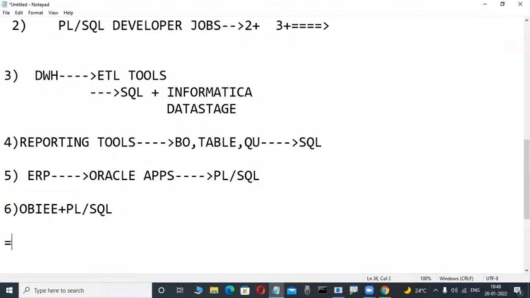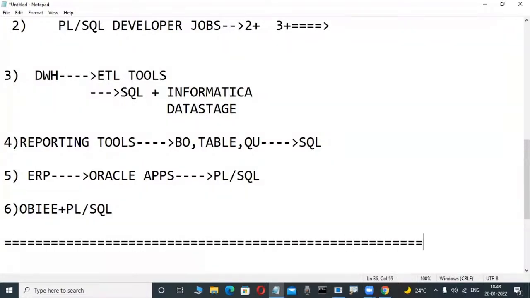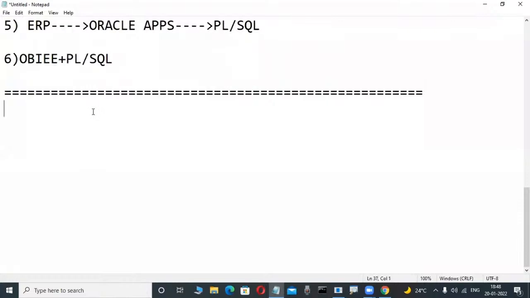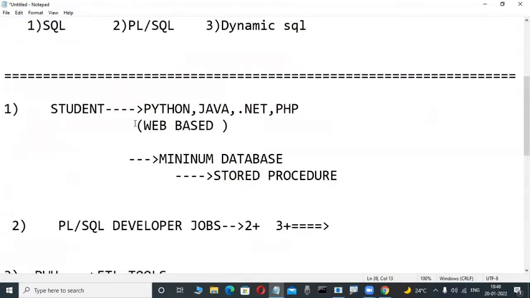Suppose you are not interested in the programming side and want jobs on the administration side. In that case, there are DBA courses: Oracle DBA, SQL Server DBA, MySQL DBA, database administration courses. These persons also need minimum knowledge before learning those courses. Minimum SQL knowledge is required, so they also learn these courses.